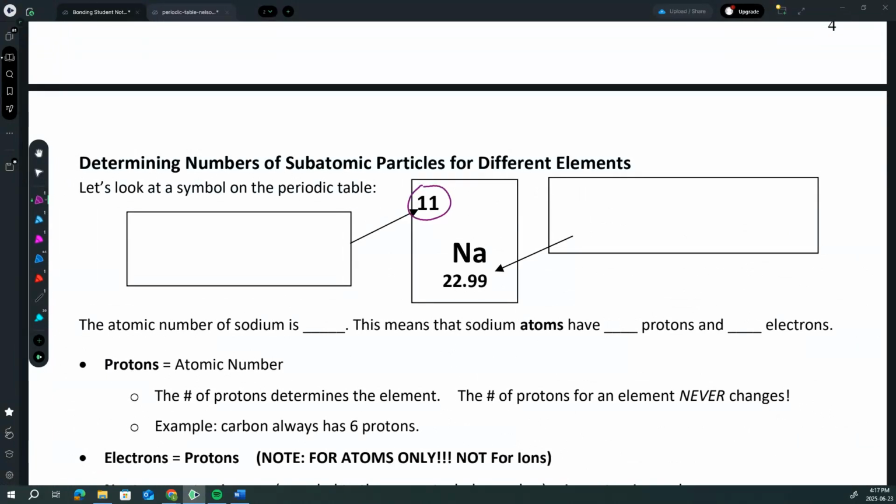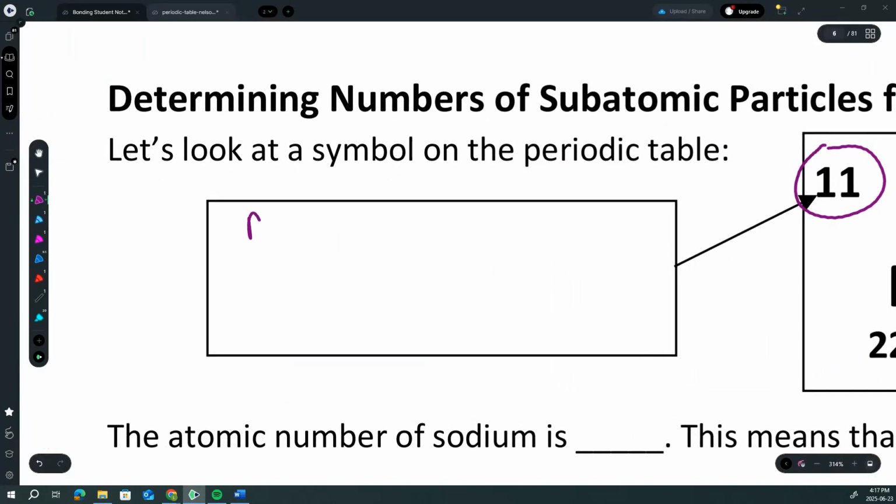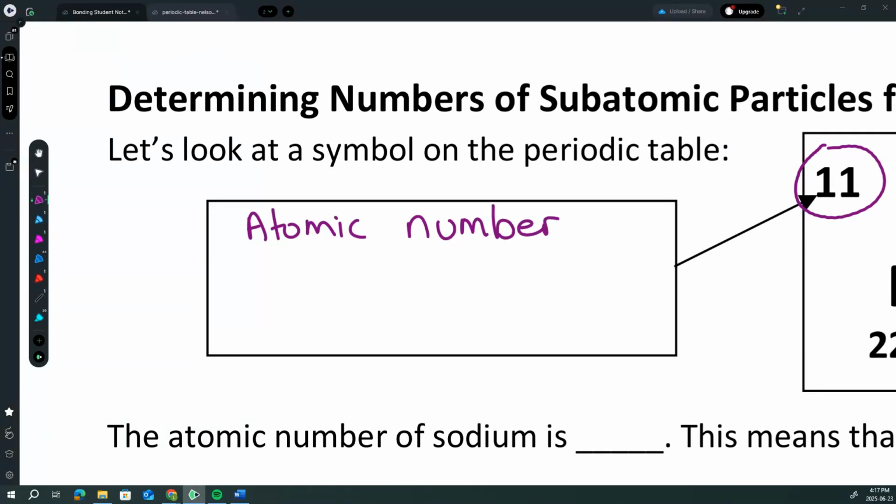So the number in the top left-hand corner of each box that represents an element is going to be called the atomic number. And what this represents is the number of protons.